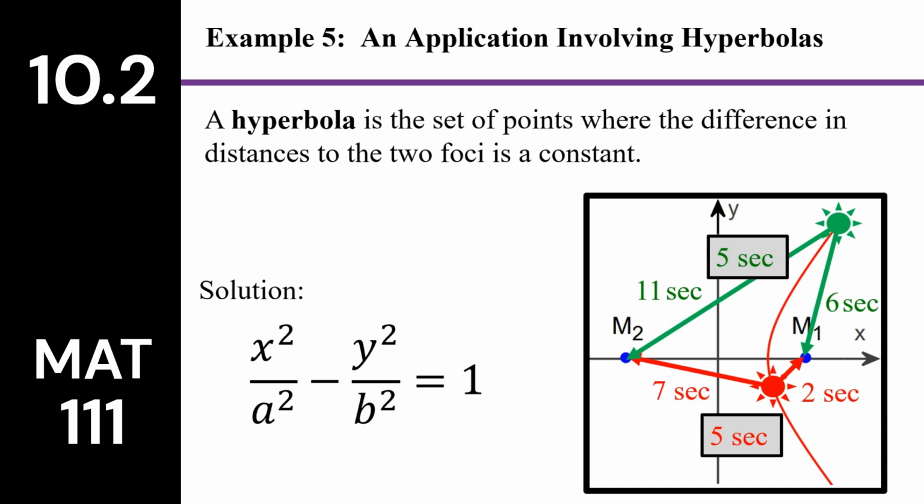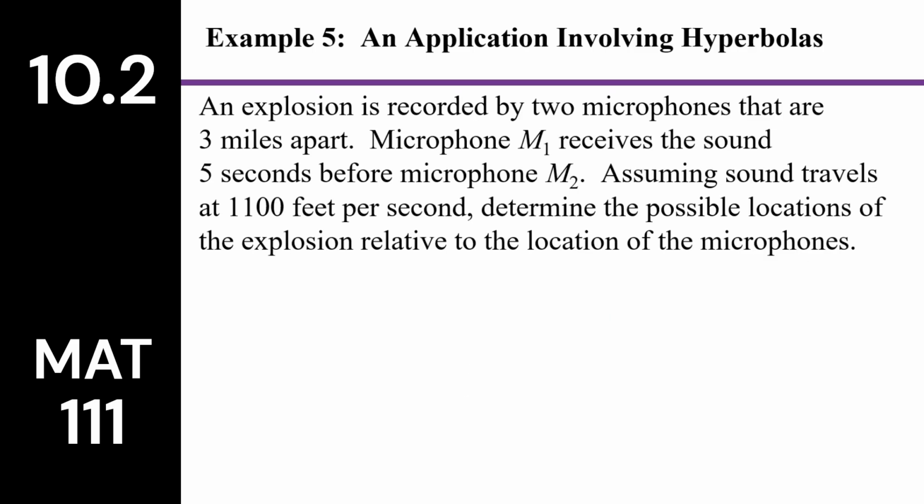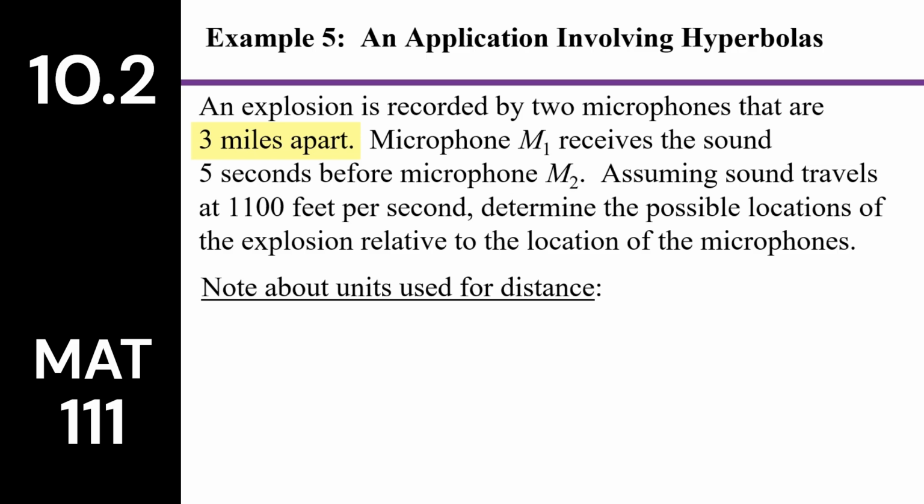Now let's return to our question and work through some details involving the units we might use for distance. Before we locate the foci, observe that one distance is given as 3 miles and the other distance must be calculated from the 5-second time difference. For simplicity and consistency, we will convert both distances to the same unit. And since the speed of sound is provided in feet per second, we will convert all distances to feet.